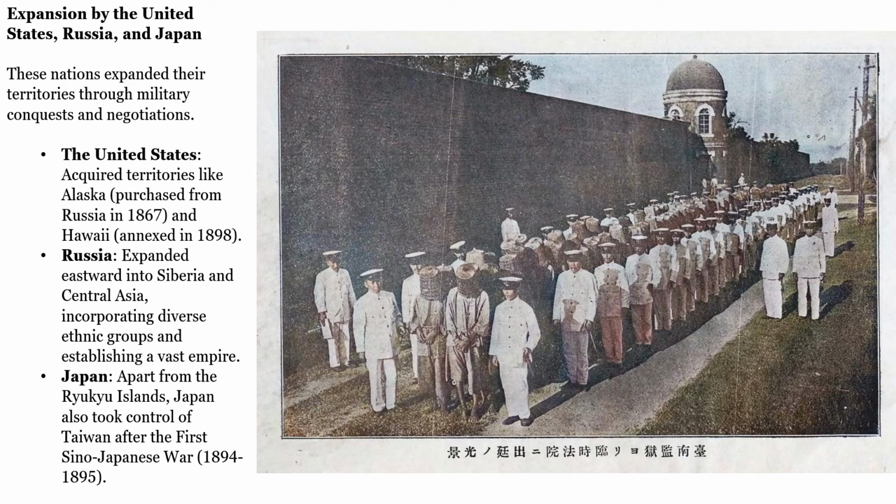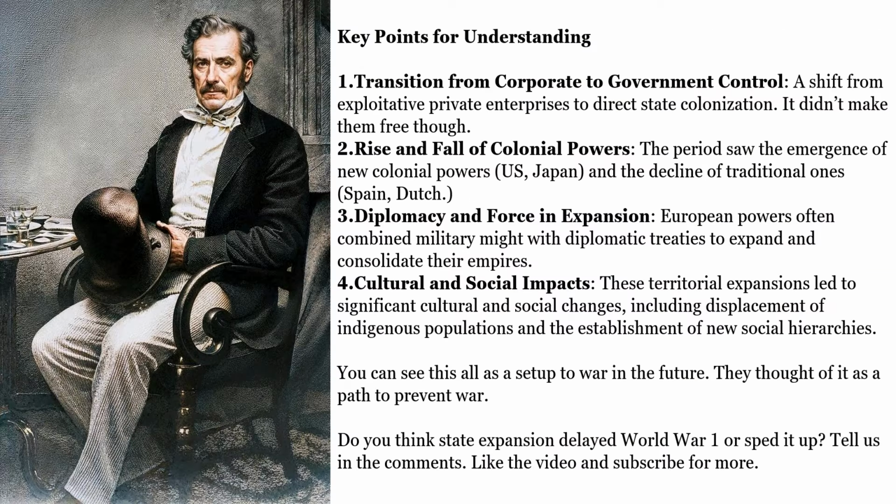Key points for understanding. Transition from corporate to government control. A shift from exploitative private enterprises to direct state colonization. It didn't make any of the colonies free, though. Rise and fall of colonial powers. The period saw the emergence of new colonial powers like the US and Japan, and decline of traditional ones like Spain and the Dutch. Diplomacy and force in expansion.